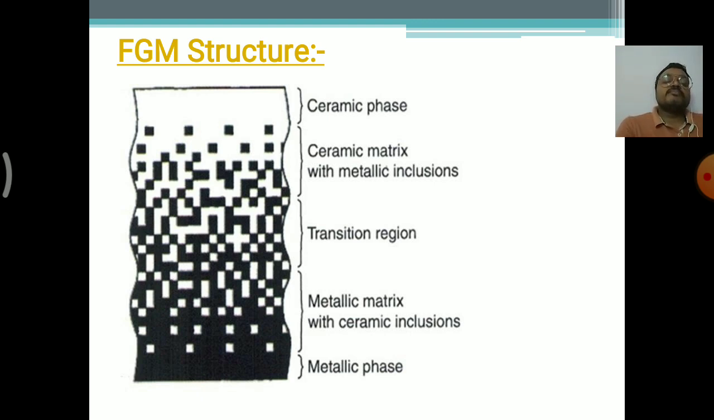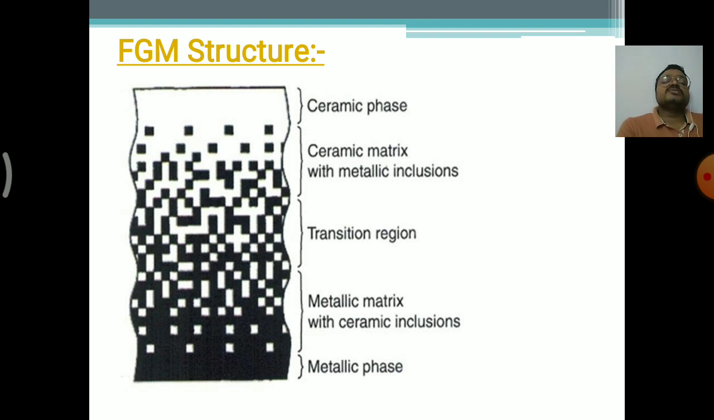Next one is metallic matrix with ceramic inclusions. The major part of the region consists of metallic matrix and the minor part is ceramic inclusions, and the last one is the metallic phase. So we are starting with the ceramic phase and ending with the metallic phase. In between there are three types of phases added in stages. First is the ceramic matrix with metallic inclusions, where the major part of the matrix is ceramic and the minor part is metallic inclusions. Next is the transition range, which is divided equally: 50% ceramic phase and 50% metallic inclusions.